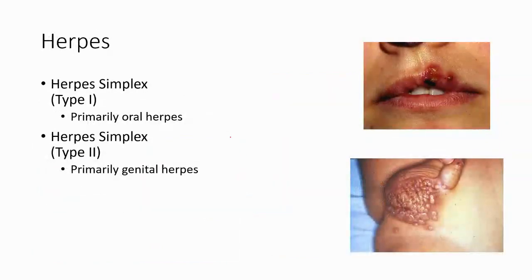Now these are some viral skin infections. Number one being herpes. And herpes is categorized into two different types. Herpes simplex 1, primarily oral herpes on the lips and the mouth, and herpes simplex type 2, which is primarily genital herpes in the genitalia.